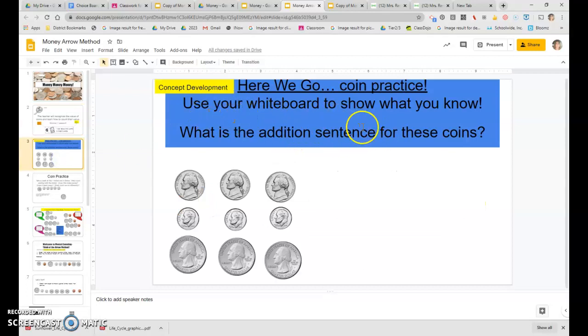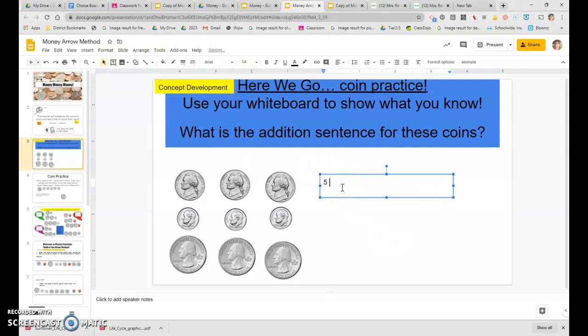It says we're going to use our whiteboard here to show what we know. What is the addition sentence for these coins? When I take a peek here, I can recognize them as nickels. So my number sentence for this would be 5 plus 5 plus 5. I'm going to go ahead and put my number sentence here: 5 plus 5 plus 5. And when I get finished, I can count my 5s, 5, 10, 15, which equals a total of 15 cents, okay?